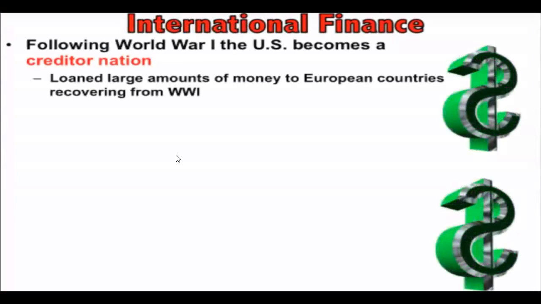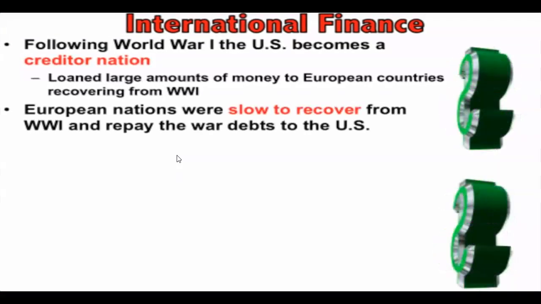As far as international finance goes, after World War I, the United States is becoming a creditor nation for the first time. And what that means is, before World War I, we were a large debtor nation. We were the ones who were borrowing money from other countries. After World War I, we were more like the bank for other countries. We were the ones lending money to European countries who were trying to recover from World War I. These countries like France, Great Britain, Germany, they were very slow to recover after World War I.